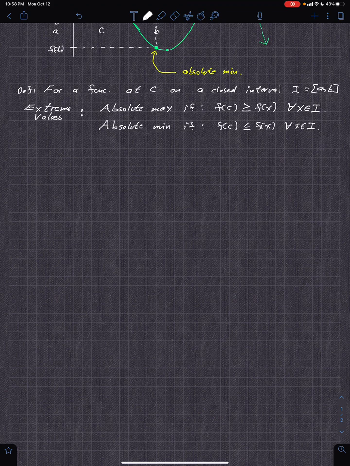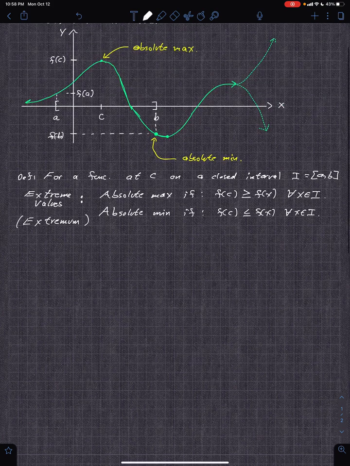That's the extremum. So that's called extremum as well. So another word, extremum or extrema of the function. Okay. Now, next definition, this is on an open interval.